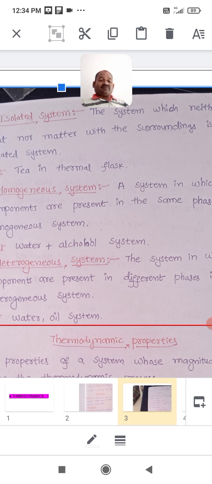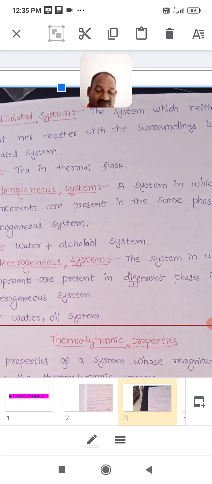Intensive property: the property of the system which depends upon the nature of the material but not the quantity is called an intensive property. Examples: density, surface tension, viscosity, concentration, refractive index.